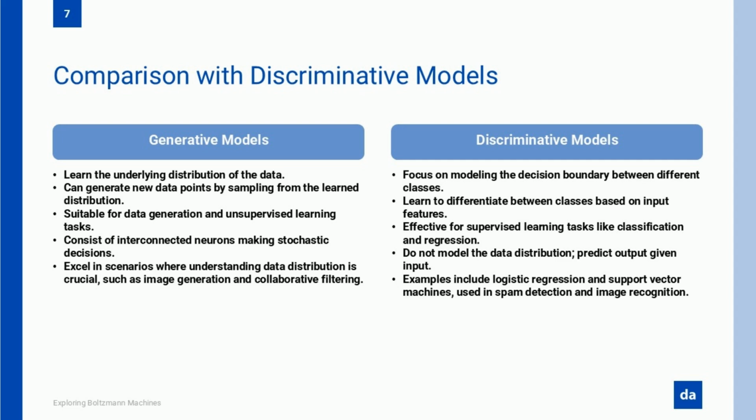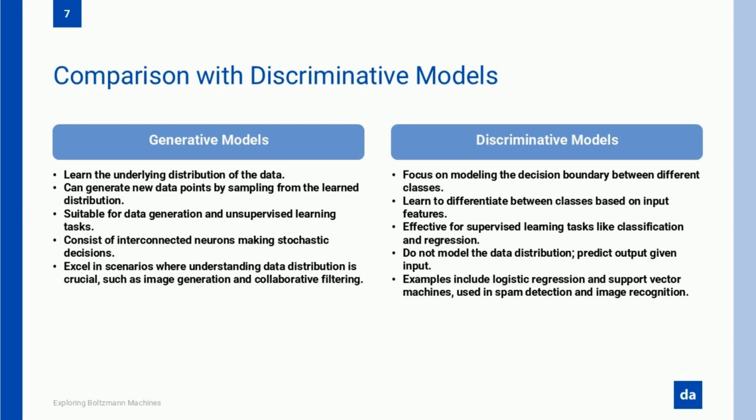They work by mapping input features directly to output labels, making them ideal for tasks like spam detection, fraud detection, or sentiment analysis. Popular discriminative models include logistic regression, support vector machines, SVMs, and deep learning models like convolutional neural networks, CNNs, that classify images.